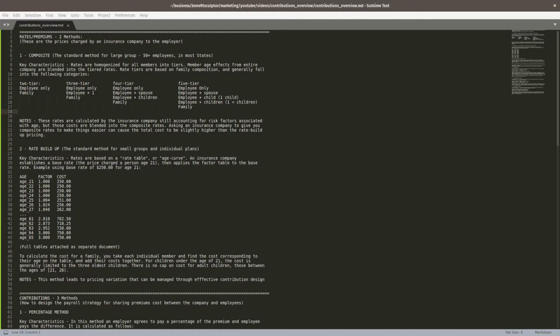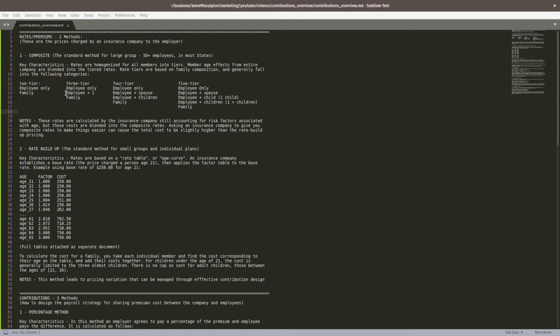First, we'll discuss how rates are calculated by an insurance company. And as we said, there are two methods. The first is the composite method. This is what you'll generally encounter if you are a large employer. That's a definition by state departments of insurance. And this is tiered. And what tiering means is that we assign the rates based upon a family composition structure rather than anything to do with age.